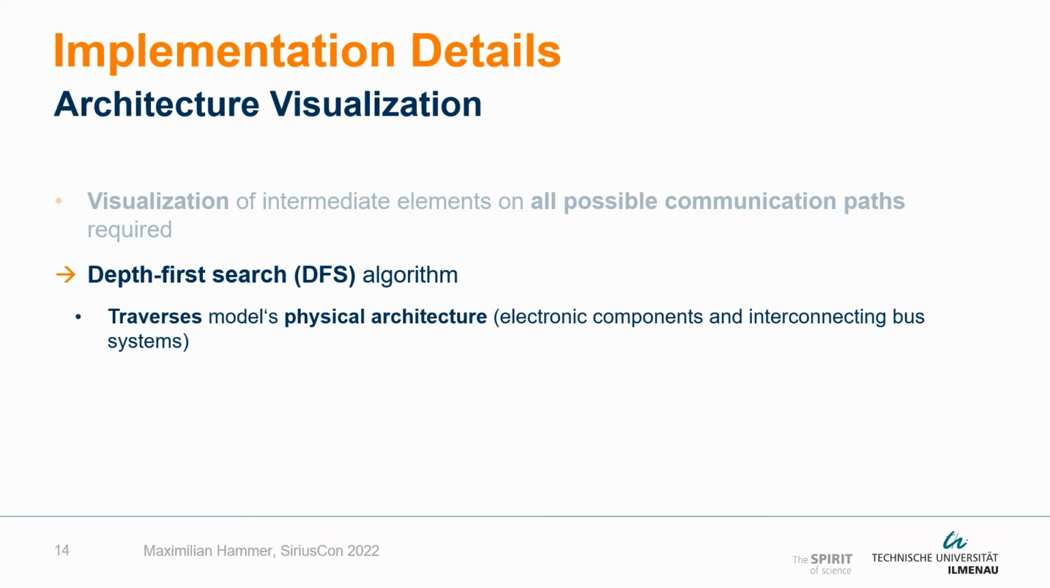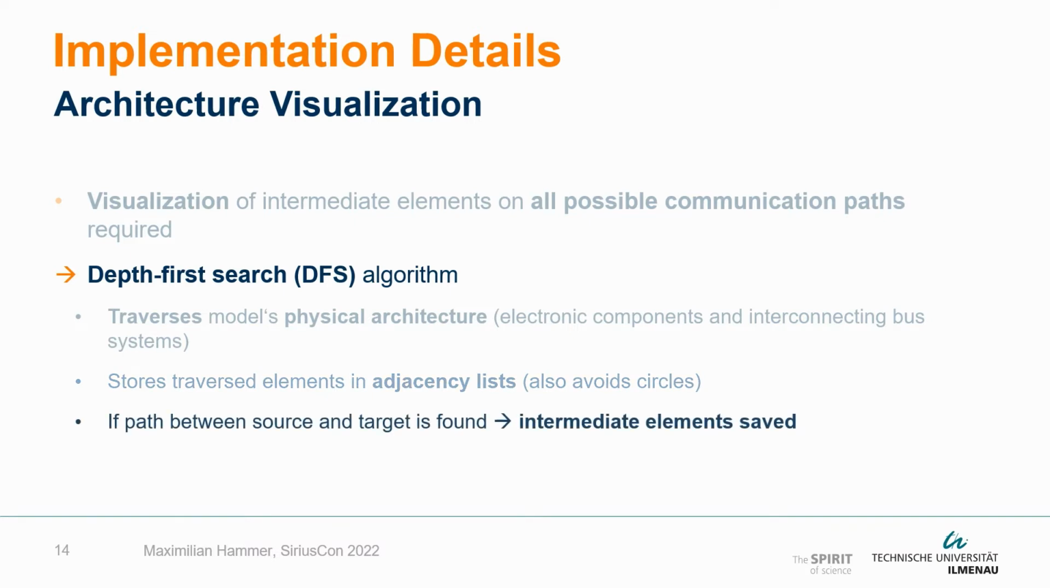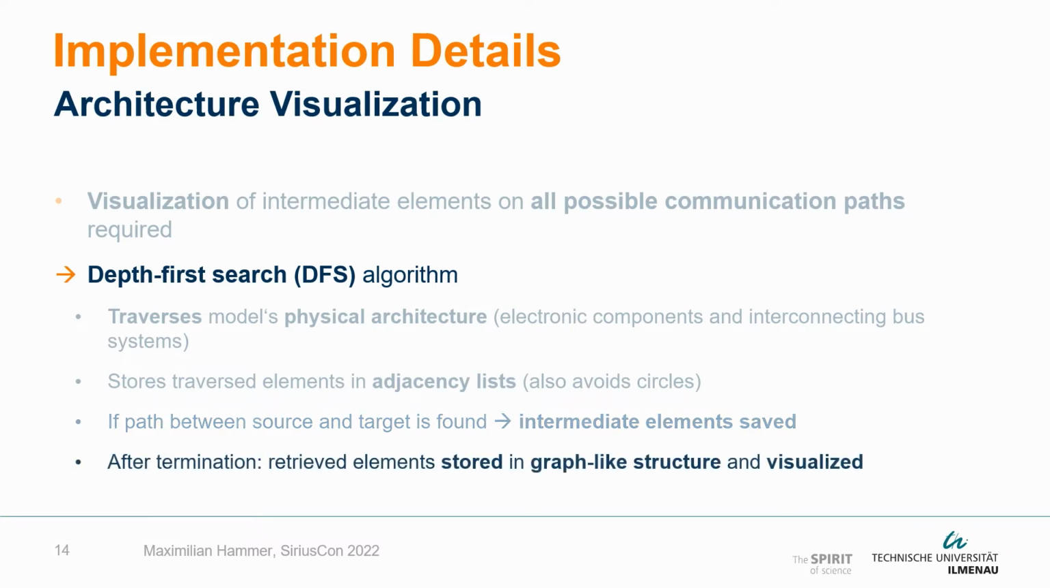While doing so, the application stores already traversed elements in adjacency lists to avoid circles. If a path between the source and target ECU is found, the intermediate elements that were previously collected are saved. After termination, all retrieved elements are stored as an internal graph-like data structure, which can then be visualized and further processed during analysis without having to traverse the whole hardware architecture of the model again.